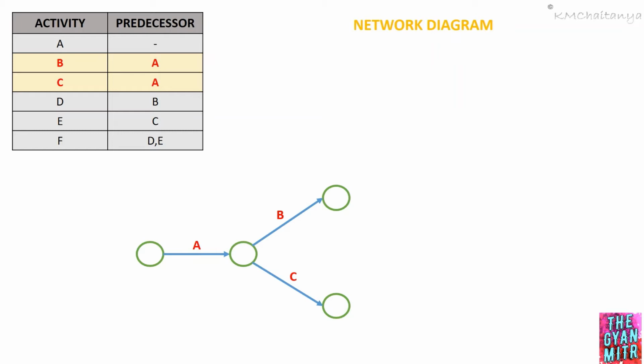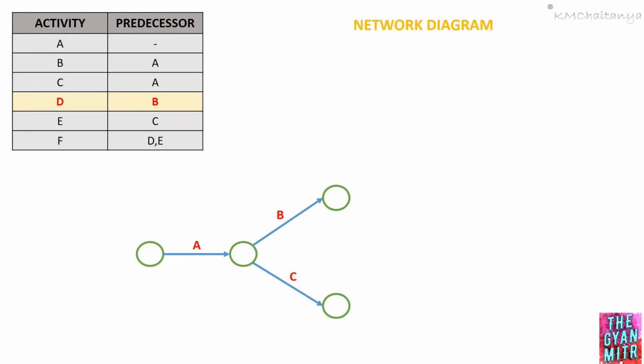Therefore, we can interchange these activities something like this. Either you can have activity B on top and activity C at the bottom, or we can have activity B at the bottom and activity C at the top. So this representation can be done only when there are parallel activities from the given single predecessor activity.